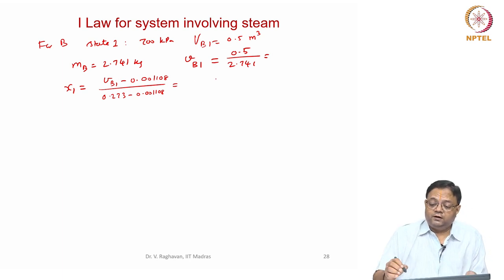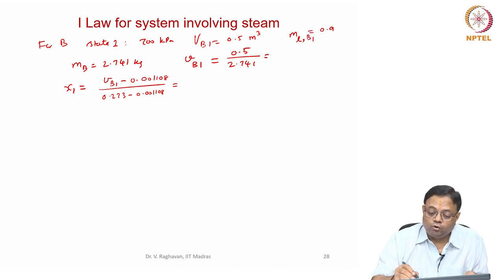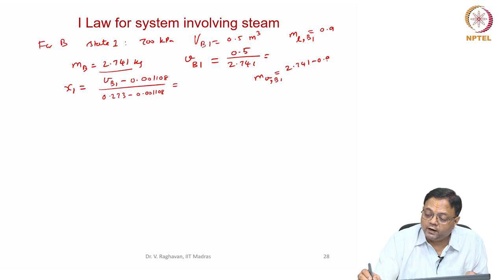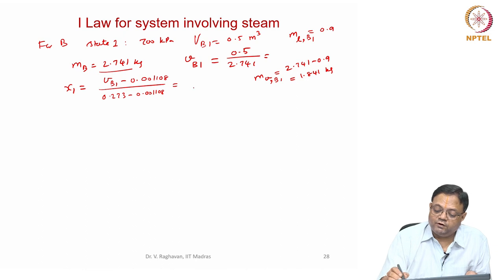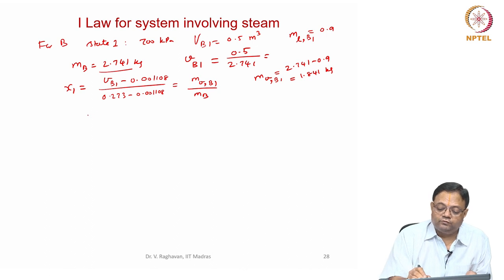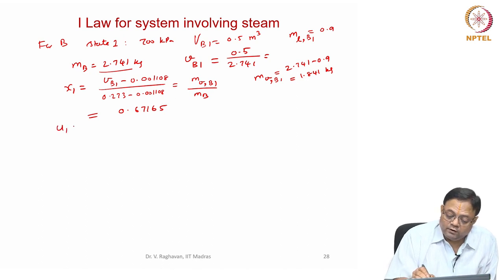Now please see that I partially know the mass of the liquid in B at state 1, which is given as 0.9 kg. Total mass is 2.741. So the mass of vapor in B initially will be 2.741 minus 0.9, which is 1.841 kg. Now what is quality? I need not find it the other way; straight away quality will be the mass of vapor divided by M B. So finally I get quality as 0.67165.